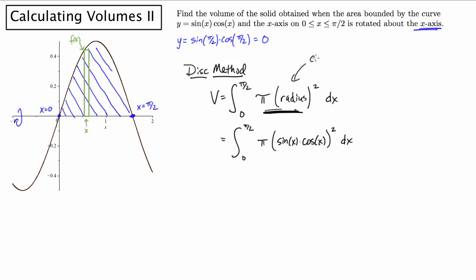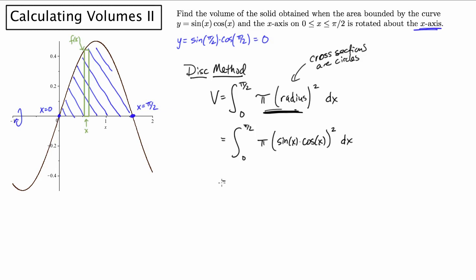Well, this is because the cross sections are circles, and the area of a circle, as we all know, is pi r squared. So we're basically taking this volume and slicing it into a bunch of really thin pieces. Those thin pieces in the limit, in other words, as delta x goes to 0, this rectangle becomes a line and the area becomes a circle.